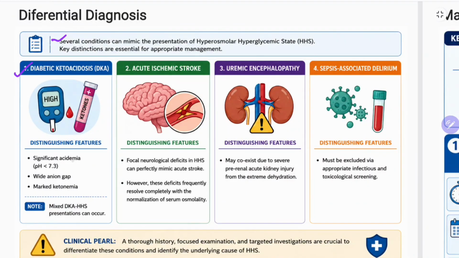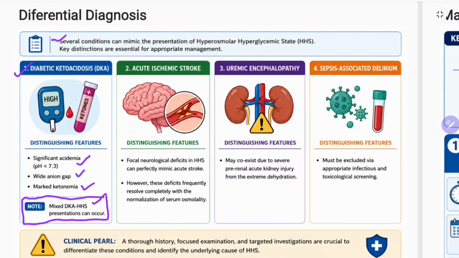As you know, in HHS there will be no acidemia, there will be no ketonemia, and the anion gap will not be wide. One important point to remember is that mixed DKA and HHS presentations can also occur, meaning you can have increased osmolality along with ketonemia and acidosis also. Those presentations are also seen.